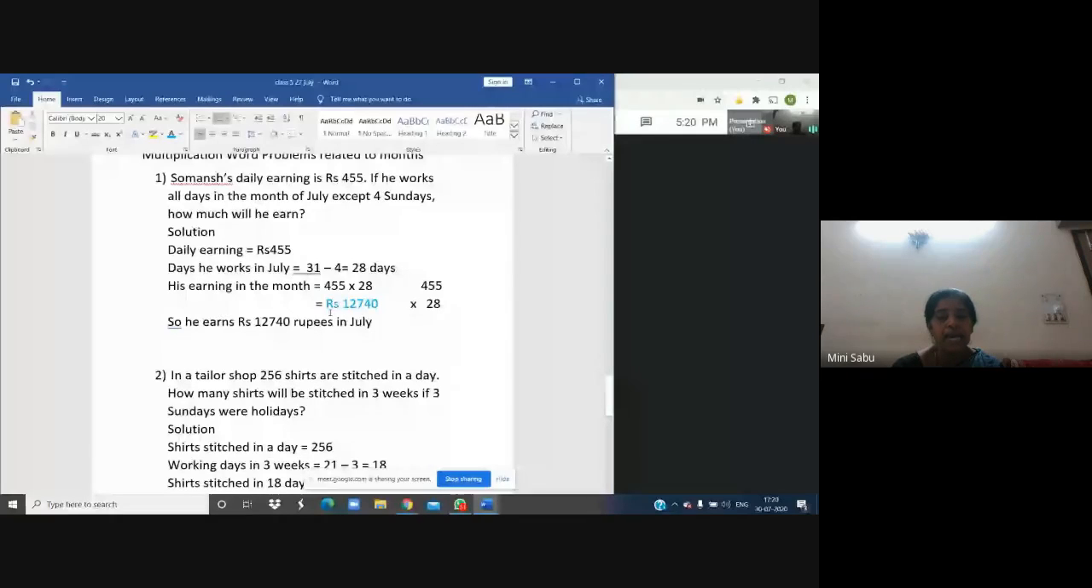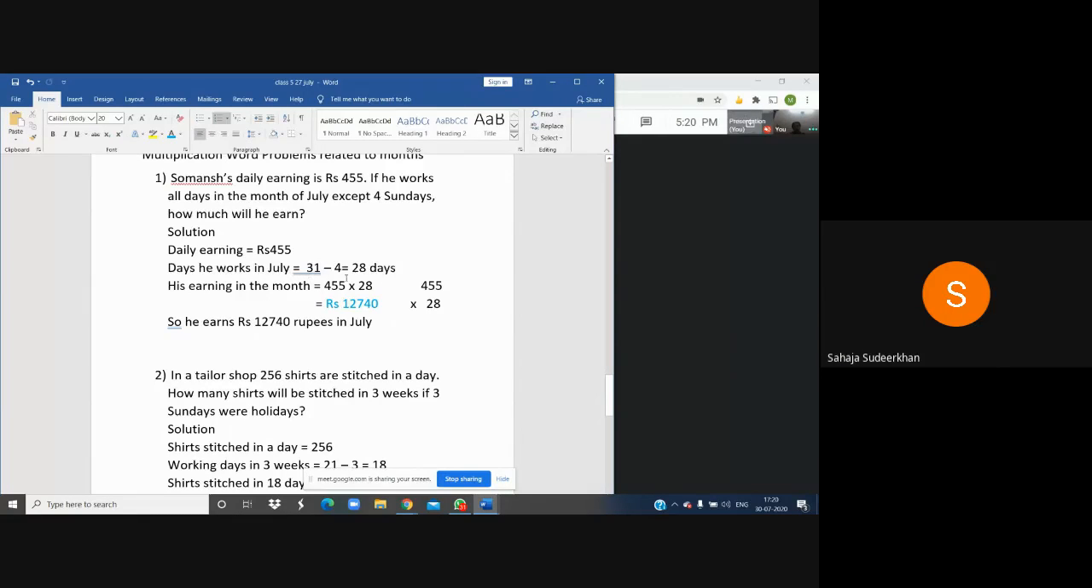Then after getting the answer, we will write a sentence. So Soman earns rupees 12,740 in the month of July. It's up to you. You can make slight changes wherever you need. In your language, in your way, you can write the statements. Okay, children, you got the idea? In this question, the main point is this.